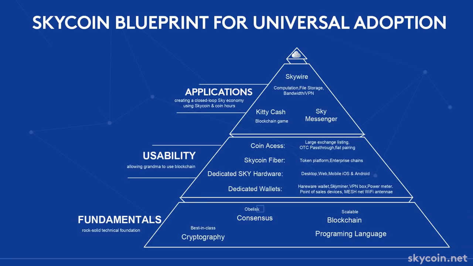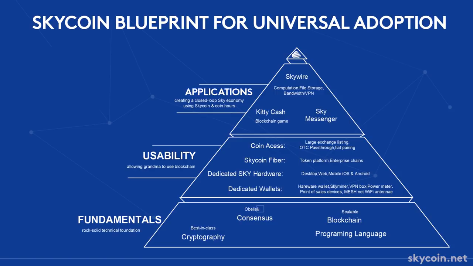And so at the bottom layer, we have the cryptography, the consensus, the blockchain, the mathematics, basically, the low level. And then in the middle, we have things like the hardware wallet and the usability and how the user interacts with the coin, the fiber, the platform, the APIs. This is where the developers work. So this is like the plumbing, and this is what the developers work with.